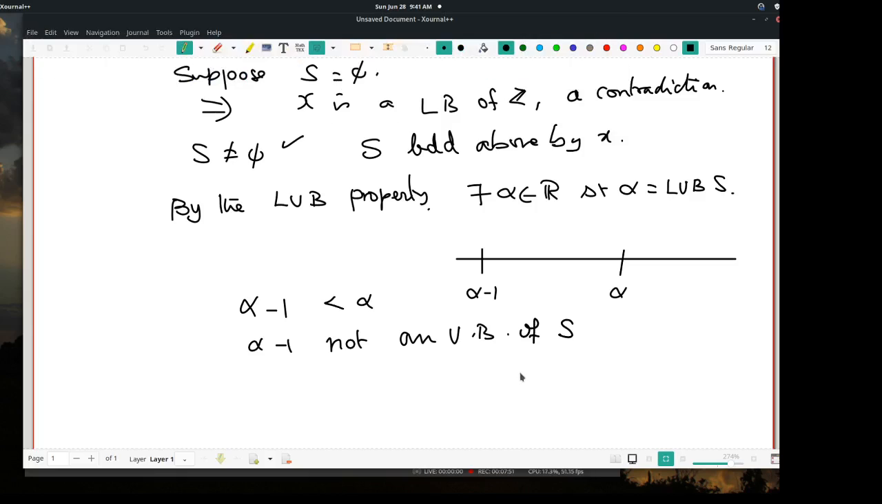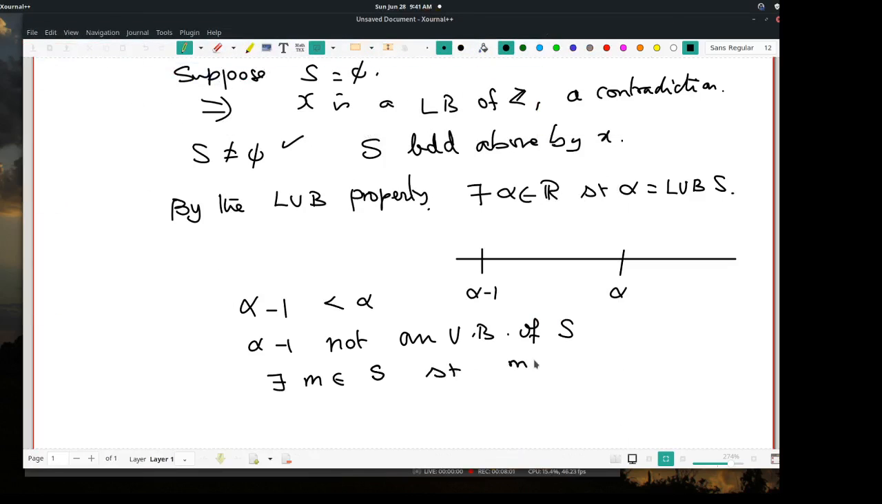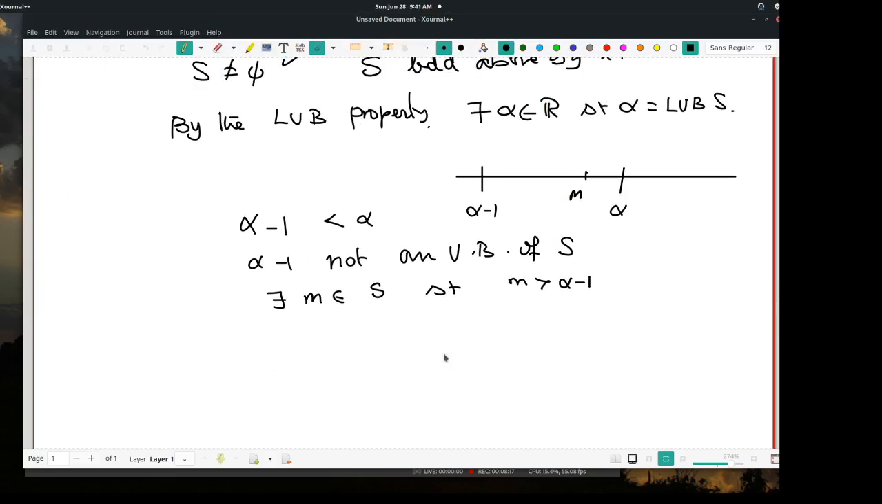Obvious. If it's not an upper bound of S, what do I know? Therefore, there exists an integer M in S such that M is strictly greater than alpha minus 1. Remember, alpha is an upper bound, therefore where will I mark this M here? M should be greater than alpha minus 1 and less than or equal to alpha. You understand that? Now, let us look at this. M is strictly greater than alpha minus 1.